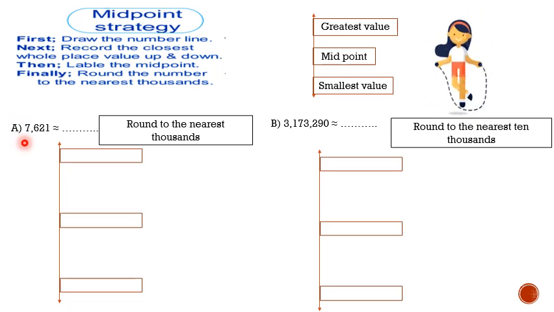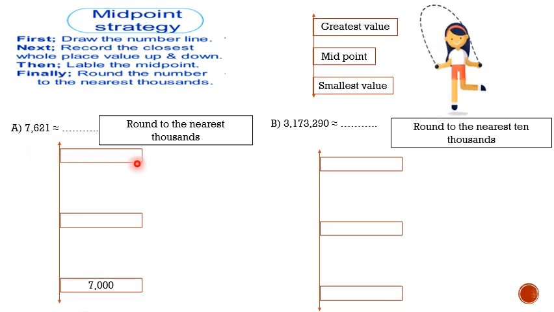I have here 7,621. I want to round this number to the nearest thousand. So how does this work? I have here ones, tens, hundreds, thousand. I want to round to the nearest thousand, so I stand at thousand place. I have 7 in thousand place, so I put down here 7,000 only. The rest of the digits will be erased and put zeros to the place values. So it will be 7,000 only.